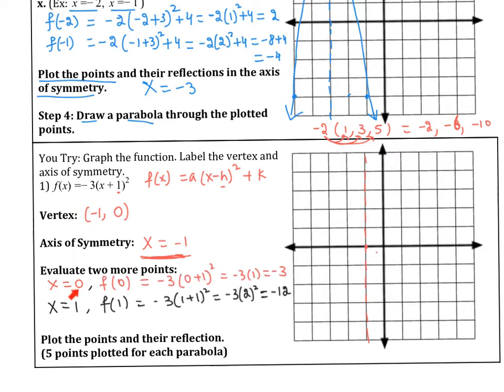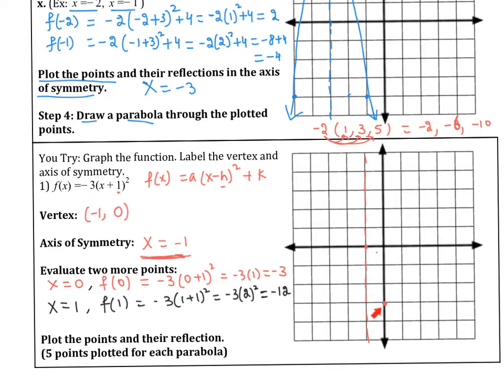Now I'm going to find the y value, or the function value, at x = 0. I plugged x = 0 into the original equation. So f(0), which means y, equals -3(0 + 1)². 0 + 1 is 1, and 1 squared is just 1. So my point is going to be -3, so my point is (0, -3), which is this point right here. So 1, 2, 3: (0, -3).